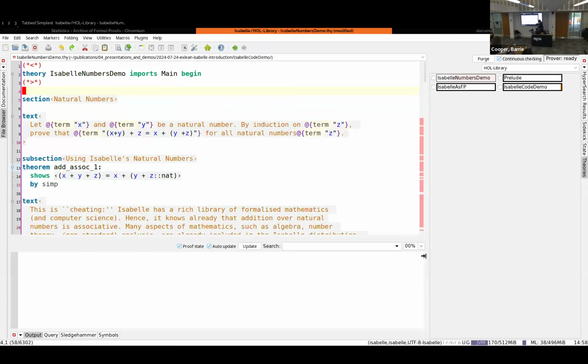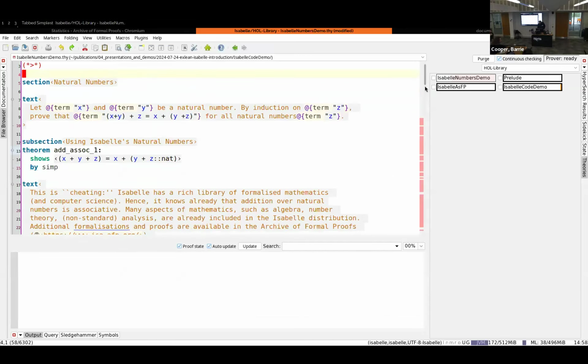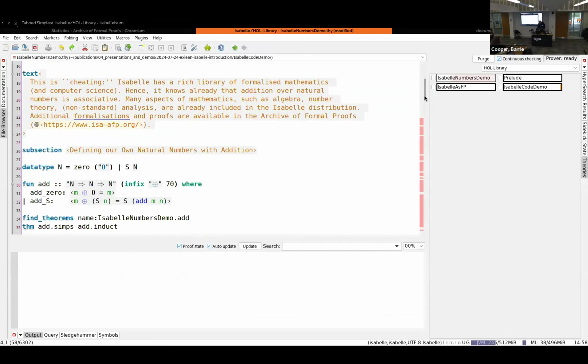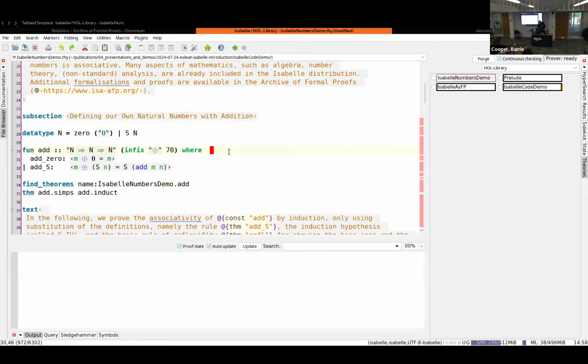What you can see here is the jEdit frontend of Isabelle. We also have a Visual Studio Code-based one, but at the moment the jEdit-based one is more mature, so that's why I'm using this. And because we started with the natural numbers game in the morning, I thought I would quickly show you that we can do essentially the same things in Isabelle as well. We can define our add function, for example, and then prove that it is commutative, associative, things like that.